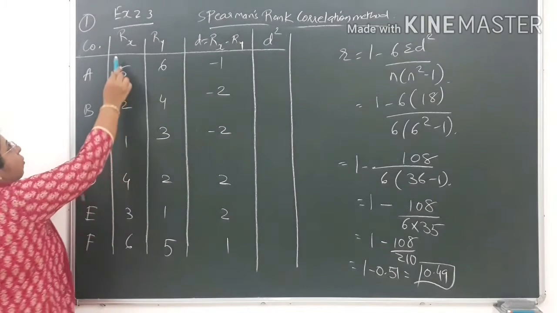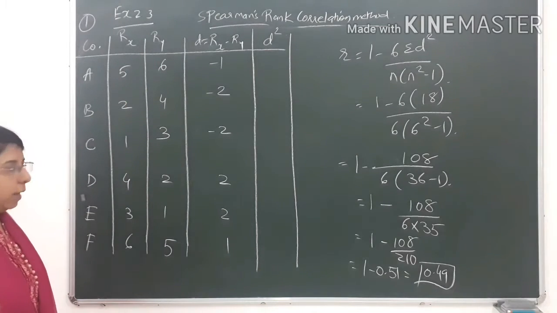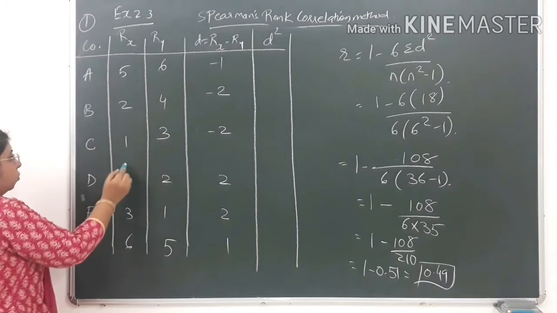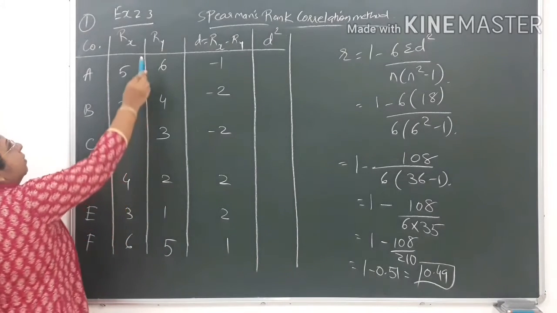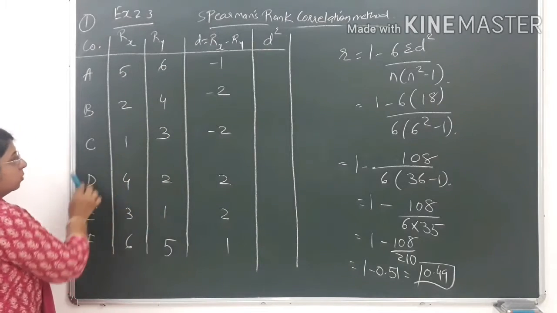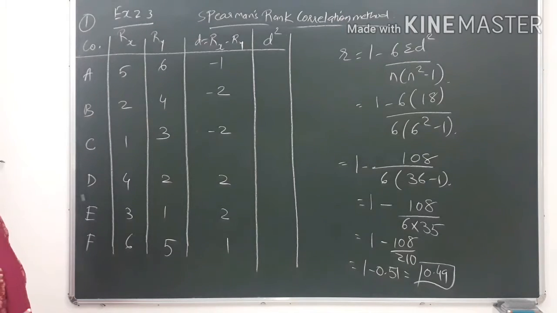Rx means rank of variable X and Ry means rank of variable Y. Now the ranks of variable X are 5, 2, 1, 4, 3 and 6, and the ranks of variable Y are 6, 4, 3, 2, 1 and 5. This much data of 3 columns is already given to you in your question.